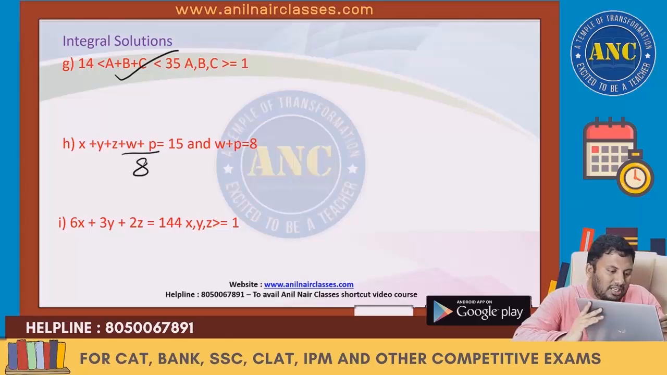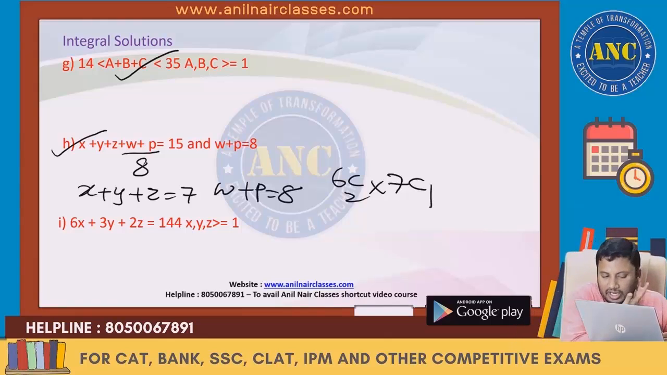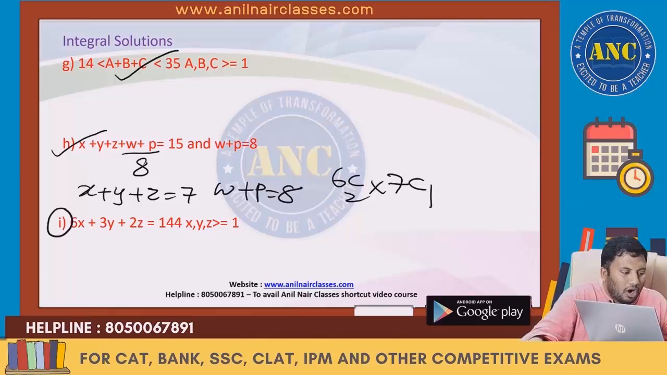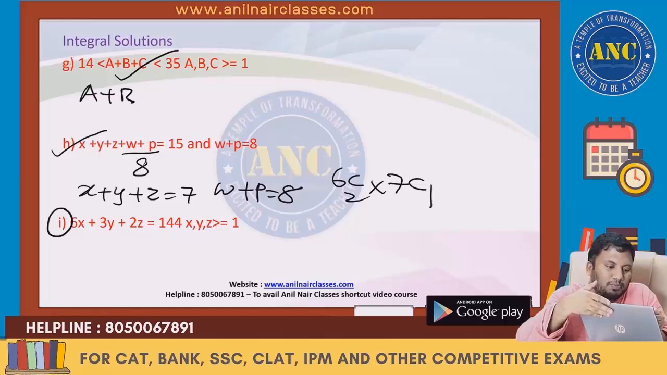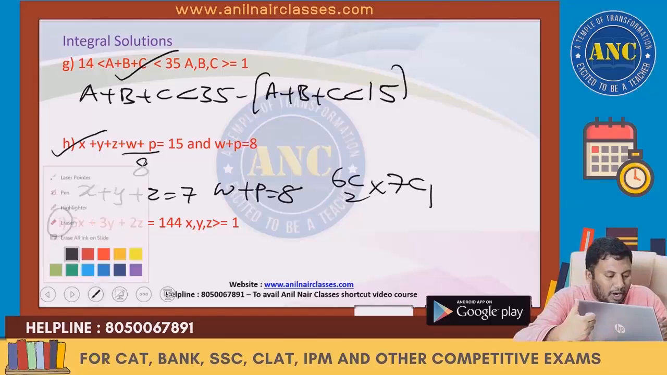W plus b is 8. X plus y plus z is 7. So it is nothing but 6C2 into 7C1. This model also we covered. G and H. Now I. See the question number I. All these models we solved in the class. This is nothing but a plus b plus c less than 35, minus of a plus b plus c less than 15. This model also we covered. Problem number I.